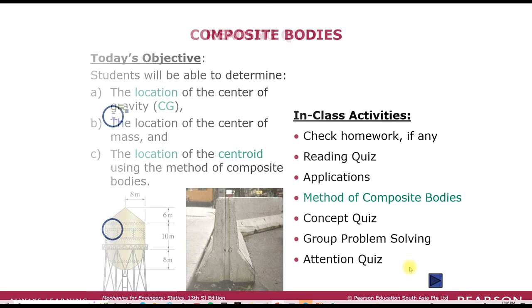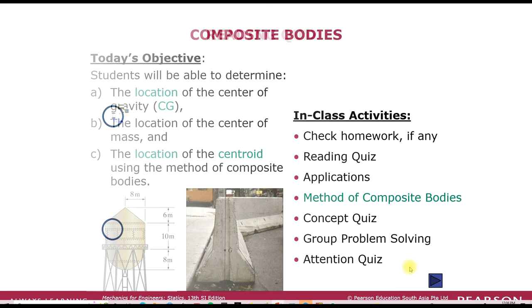So first, we need to divide the body into pieces that have known shapes: triangle, square, rectangle, semicircle, or circle. Do remember that holes are considered as pieces with negative weight or size, so we just remove them in the total. Then we make a table with the first column for each segment number, and the second column for the weight, mass, or size, depending on what we want to determine.